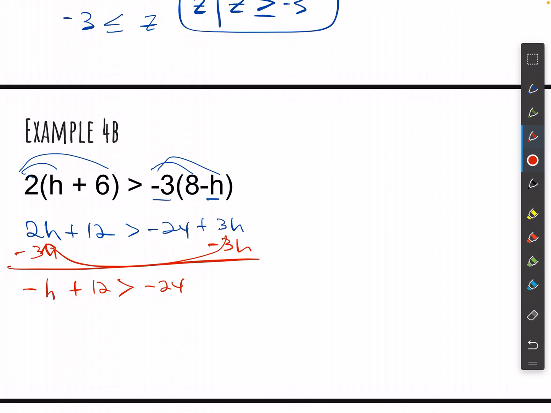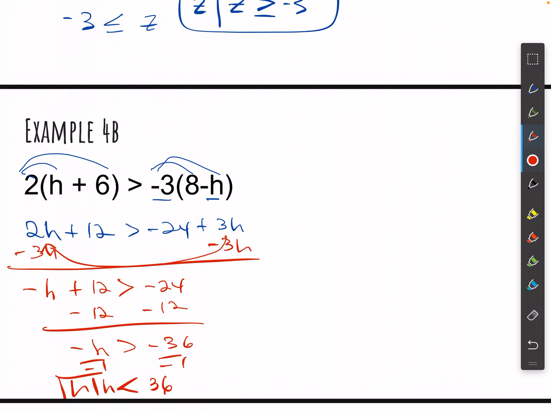Okay, so then I'm going to subtract 12 from both sides. And I get negative h is greater than negative 36. Okay, to get h by itself without that negative, I have to divide by negative 1. Okay, this is where the inequality sign will switch. And so will my negative. It'll go from negative to positive. Okay, so it's going to be all h values where h is less than 36.